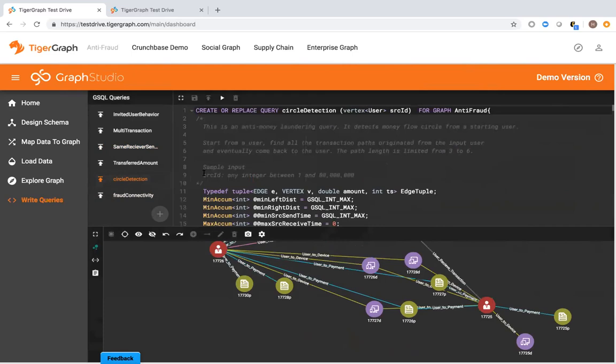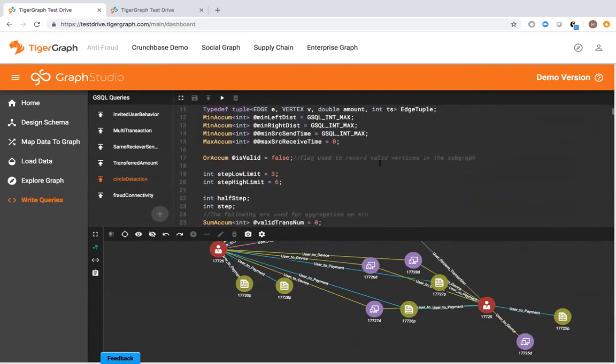The third query is also an anti-money laundering query. It detects money flow circles from a starting user. To start with a user, we find all the transaction paths originated from the input user and eventually come back to the user. We set a limit for the path length, which is from 3 to 6.